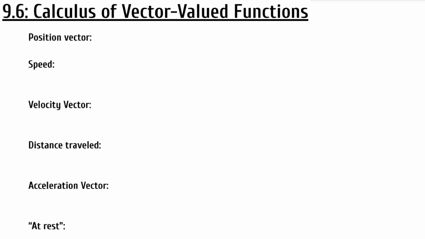So let's look at how calculus works with vectors. The position vector is known as S of t. We could put a little arrow on top to note that it's a vector. The component form of that would be x of t, comma, y of t.